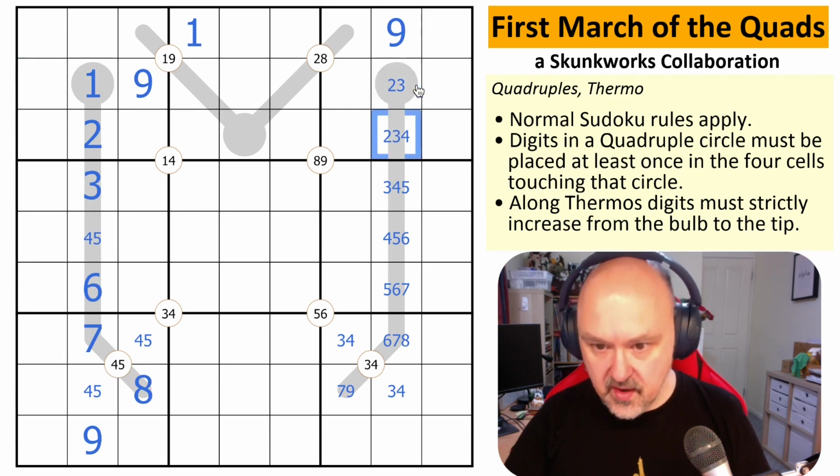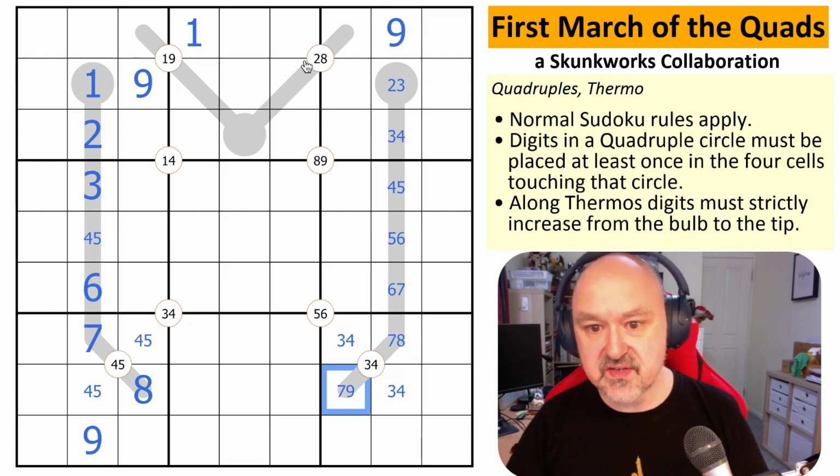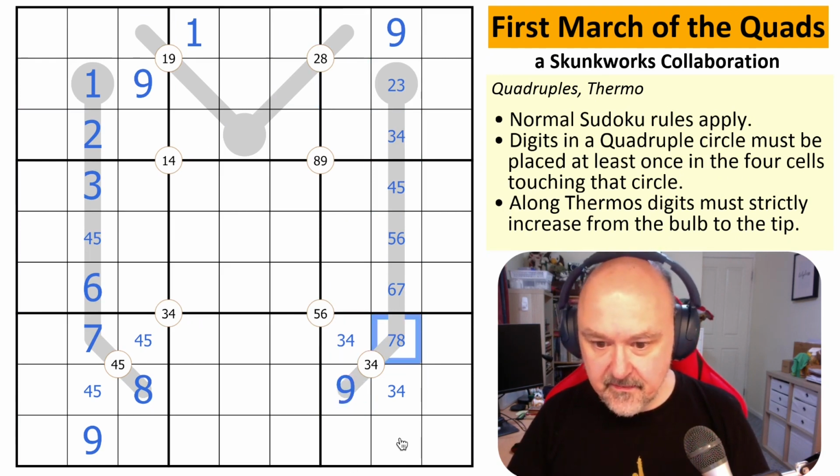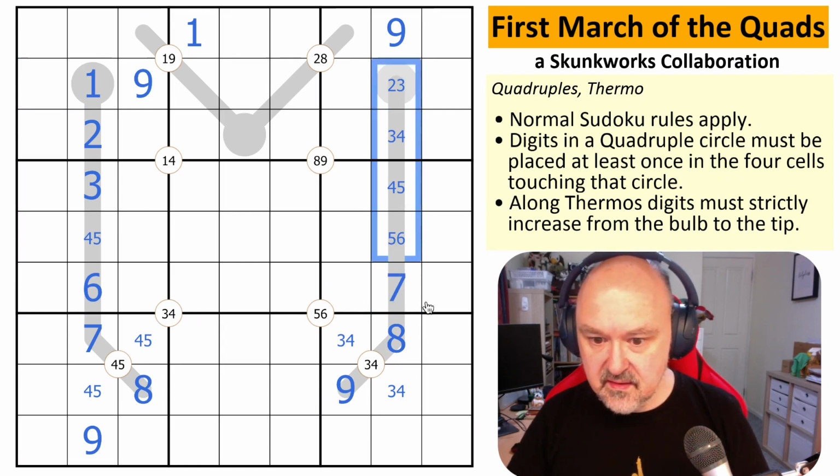That means this is not a 1, this is not a 2, this is not a 3, this is not a 4, this is not a 5, this is not a 6, this is not a 7, and because of the 8 quads, it couldn't be an 8, so this is a 9. And this is now an 8 because of the 7. This is a 7 because of the 6. That's very cool.